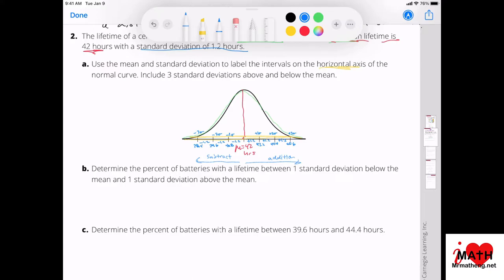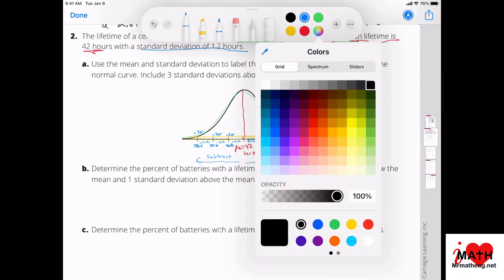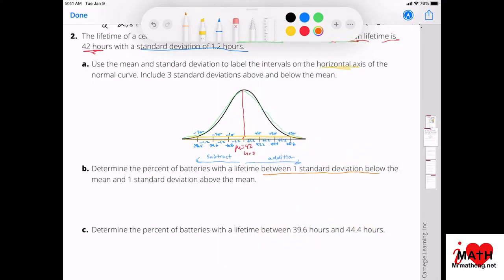Okay. 2B, determine the percent of batteries with a lifetime between, let's color code this, between one standard deviation below, so that would be this one right here, and one standard deviation above, which would be right here. So they basically want to know what is the area of this yellow curve. Well, this goes back to the empirical rule. Remember, the empirical rule is a normal distribution, and it basically looks like that. Within one standard deviation, it is 68. So the answer for this one would be about 68%.